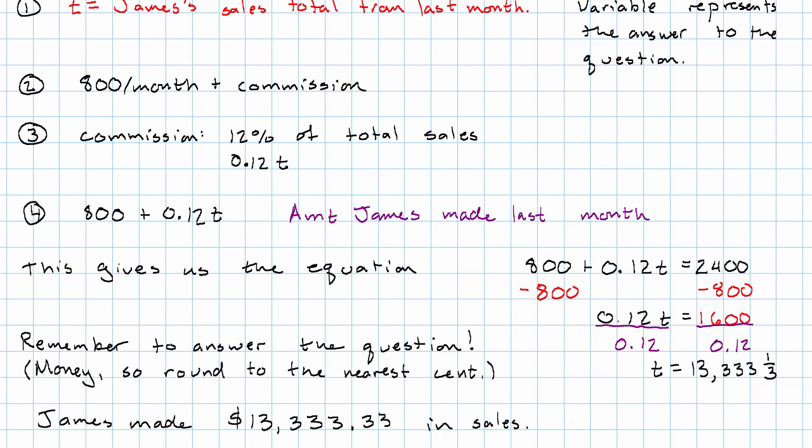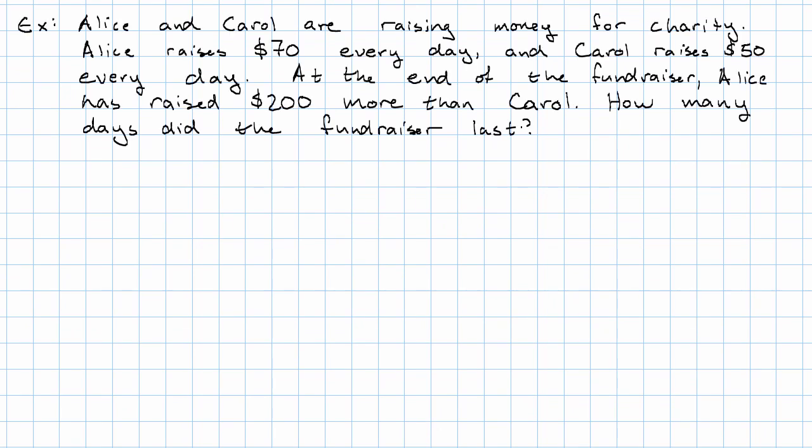Okay, so that was an example of a problem in which only one of the quantities depended on our unknown. Let's see an example in which both quantities depend on the unknown. Suppose that Alice and Carol are raising money for charity. Alice raises $70 every day, and Carol raises $50 every day. At the end of the fundraiser, Alice has raised $200 more than Carol has. How many days did the fundraiser last?